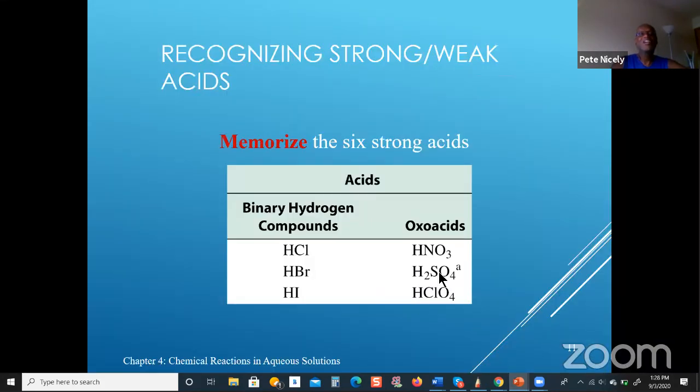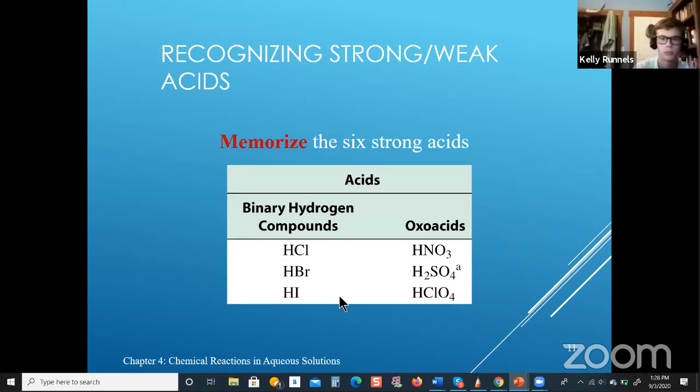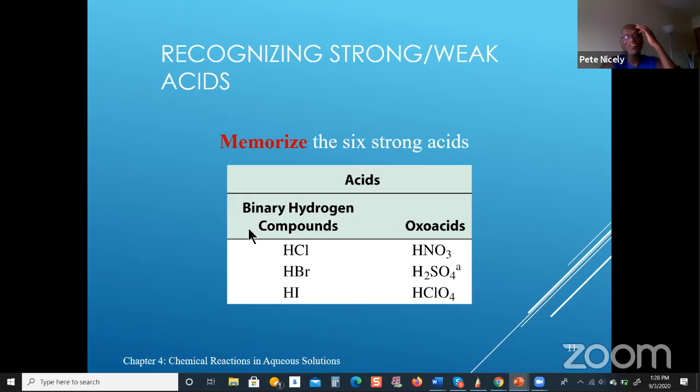compared to the others. The others don't have more than 1 hydrogen, so therefore they all completely dissociate. But in the case of sulfuric acid, there are 2 dissociations that you can have. The first one is strong, the second one is weak. You had a question?